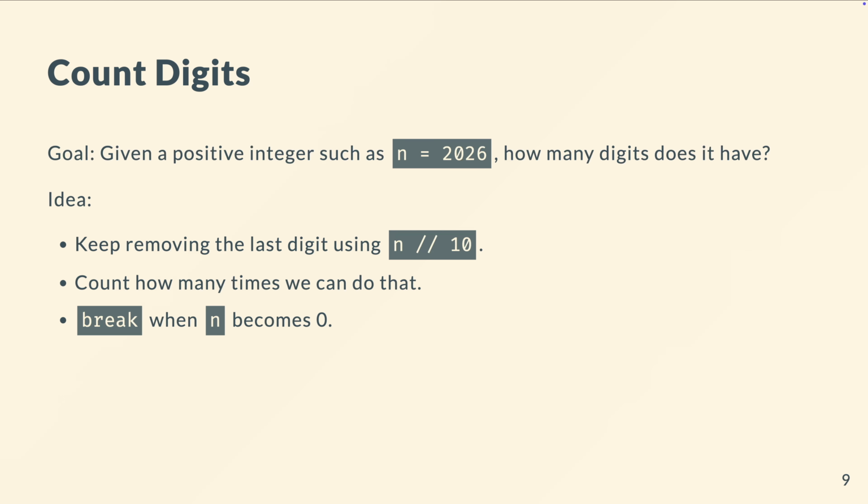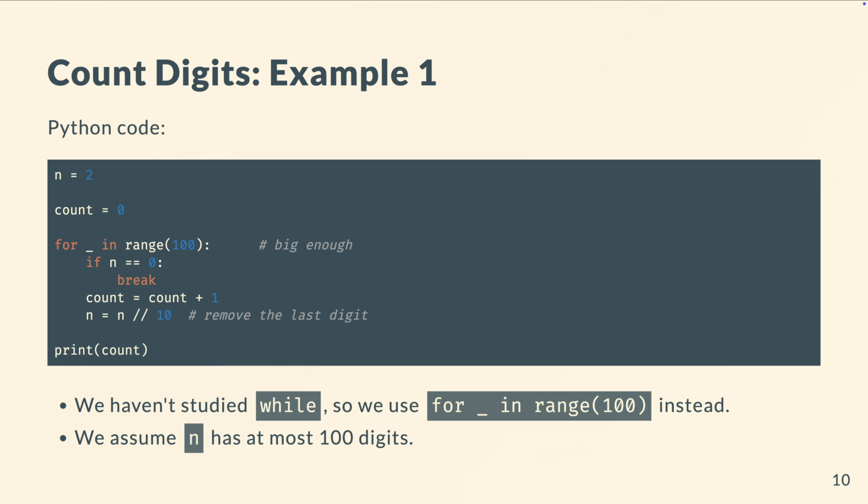For example, n is 2026. After repeating integer division 4 times, n becomes 0. So we know n has 4 digits. Here is the Python code for counting digits. In this example, the input is n equals 2. In the beginning, set count to 0. We run a loop up to 100 times. That's just a safe big number, because we haven't learned while loops yet.